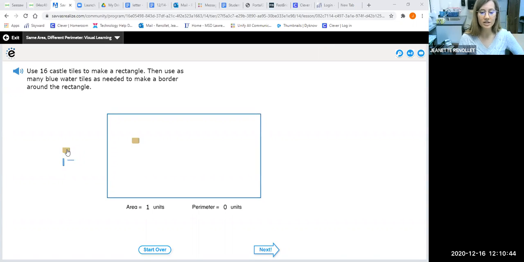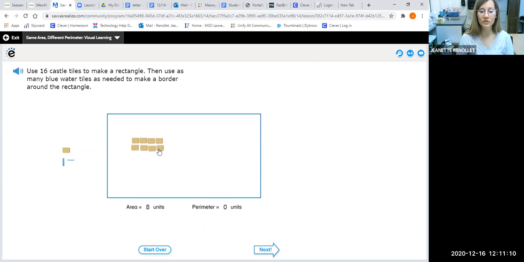All right, we'll get focused on this again. We're going to make a rectangle using our 16 tiles. So I'm thinking about how I can make 16. And I know that 4 times 4 is 16. So I'm going to put 4 in each row. And then I can make 4 rows and count up to 16.